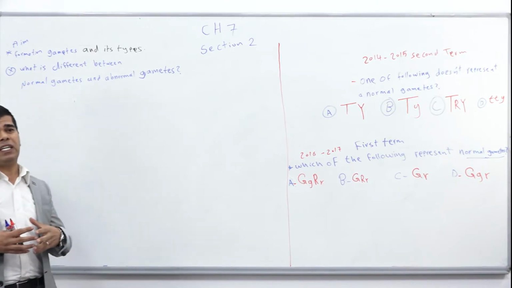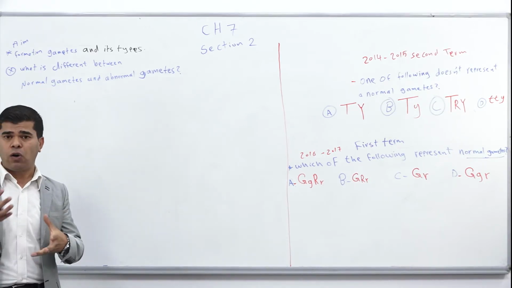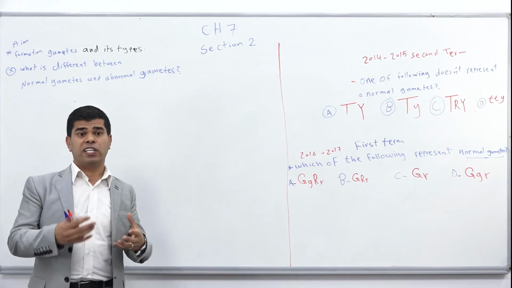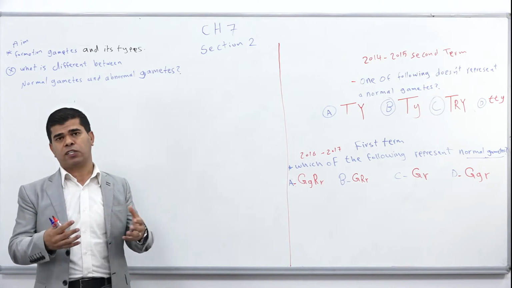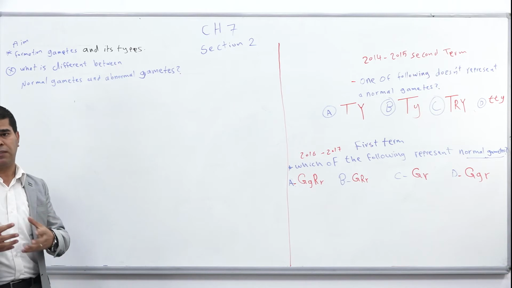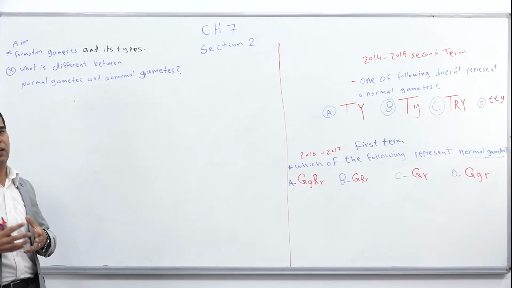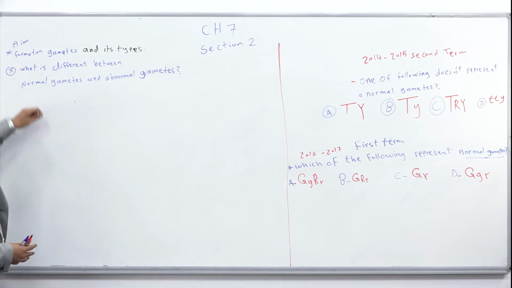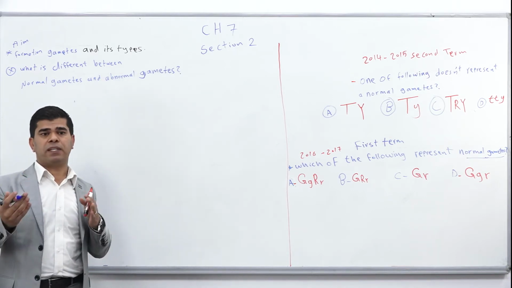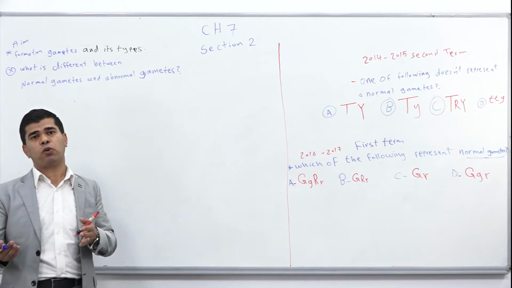We already learned how gametes are produced in chapter 7, genetics, section 1 and section 2, but we discussed some points only briefly, and some students have struggled and don't understand very well. So number one: formation of gametes and types. For example, in monohybrid and dihybrid crosses, how are the gametes produced?